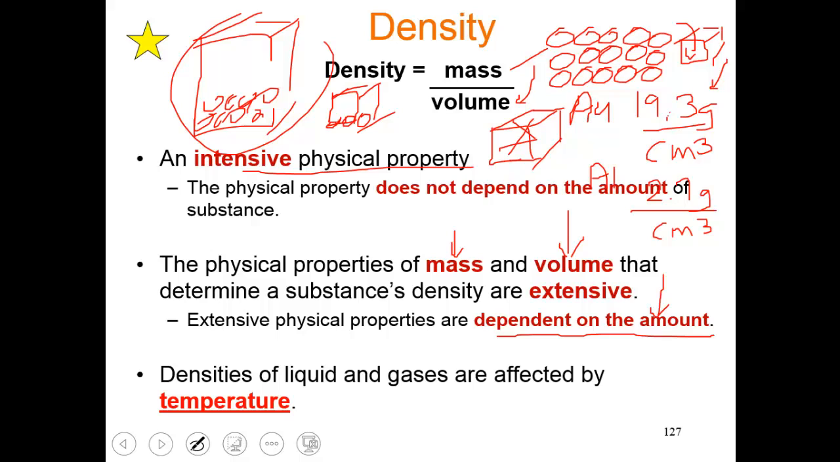Now, densities of liquids and gases are affected by temperature. And what happens is typically it is the volume that changes when temperature changes. If something gets warmer, typically the volume will swell. And so what happens is the density of the object then decreases, because if this number gets bigger in the basement of a denominator, the mass staying the same, the density value will get lower.